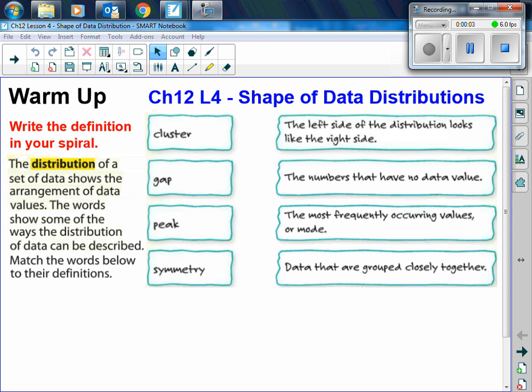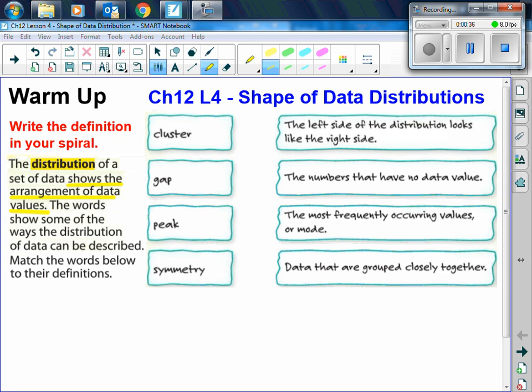All right, so Chapter 12, Lesson 4 is Shape of Data Distributions. Here, first thing I want you to do is write your definition in your spiral for the distribution. The distribution of a set of data shows the arrangement of data values. The words show some of the ways the distribution of the data can be described. Match the words below to their definitions. So we want to match the words with their definitions.